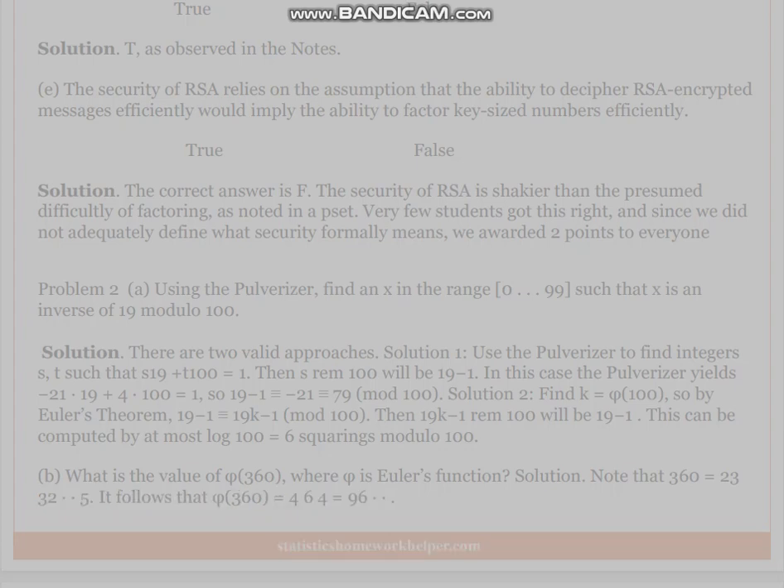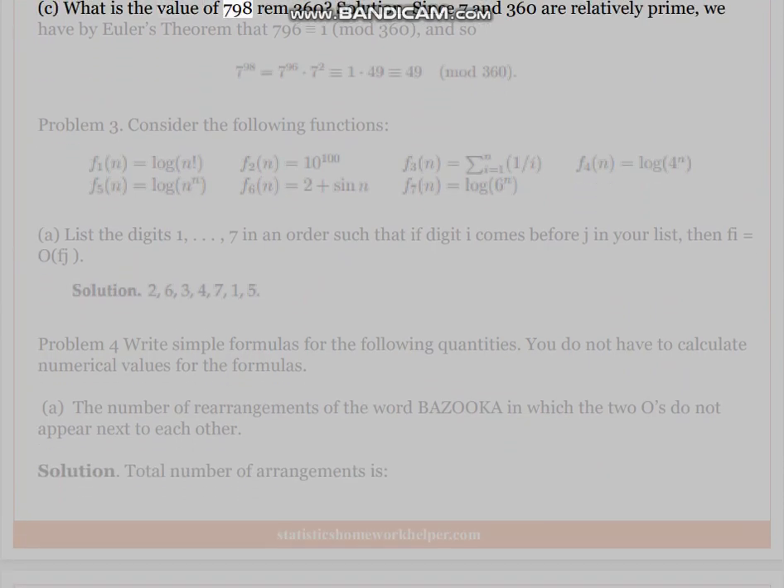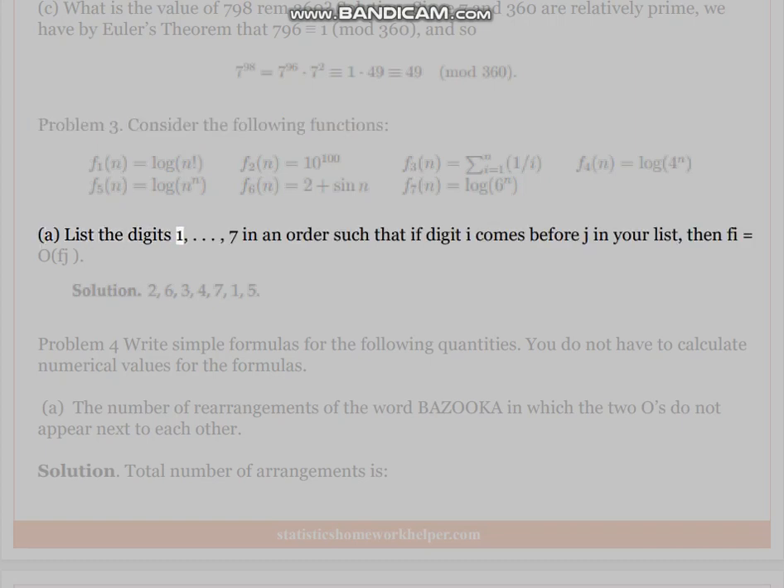C. What is the value of 7^98 rem 360? Solution: since 7 and 360 are relatively prime, we have by Euler's theorem that 7^96 is 1, mod 360, and so the answer follows. Problem 3. Consider the following functions. A. List the digits 1 to 7 in an order such that if digit i comes before j in your list, then f_i equals O(f_j).